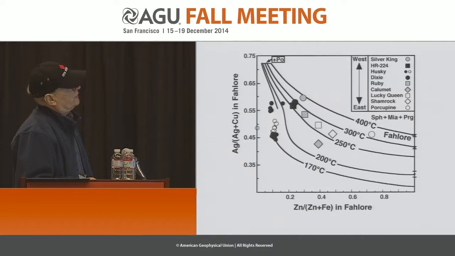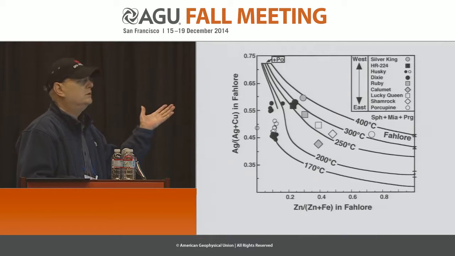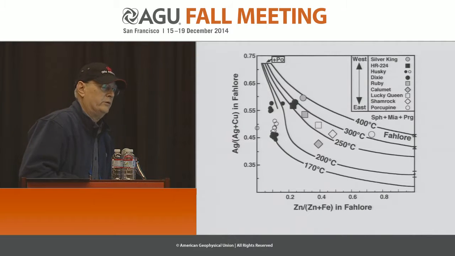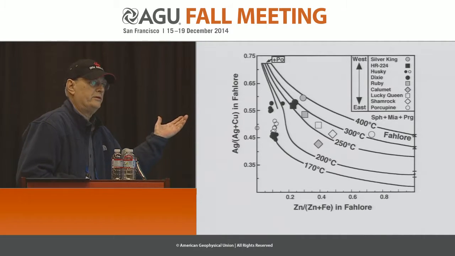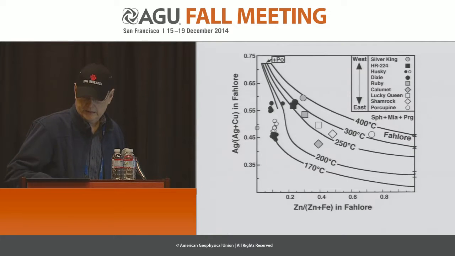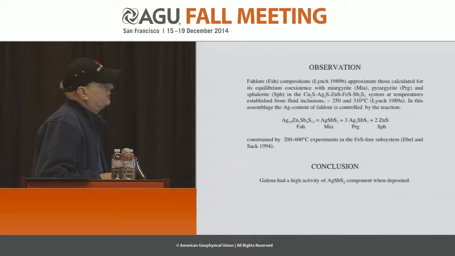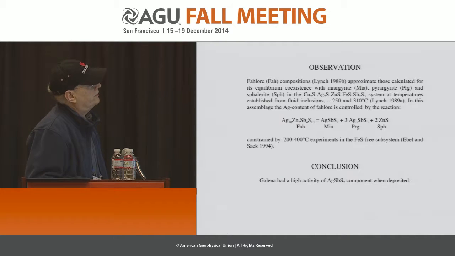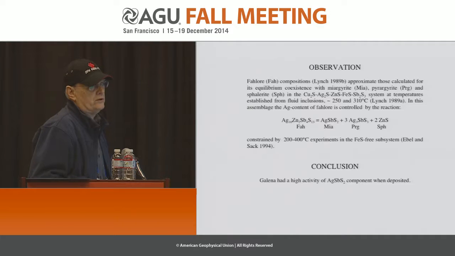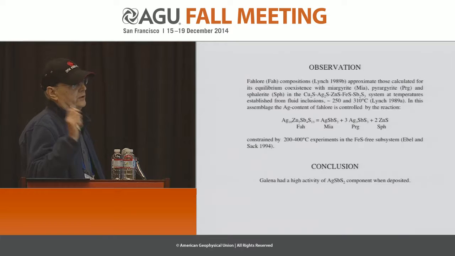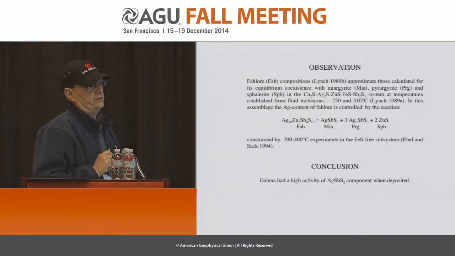Curiously enough, you'll see that 6 out of 8 of these analyses, the averages for the mines, correspond to the temperatures that Greg Lynch got for his fluid inclusions for the main stage of mineralization. Well, that's kind of curious. And it's mysterious to me because if you look at these rocks, you have fahlore, yes, and you have pyrargyrite and sphalerite, but you don't have any miargyrite. So what's going on here? Why do the fluid inclusion temperatures agree with the fahlore isotherm temperatures?